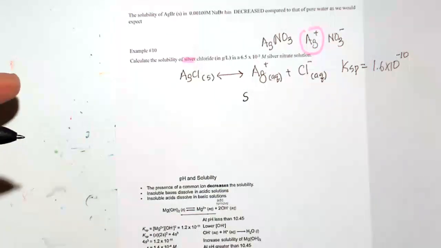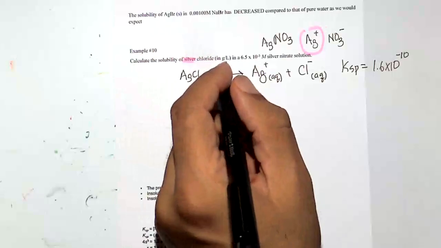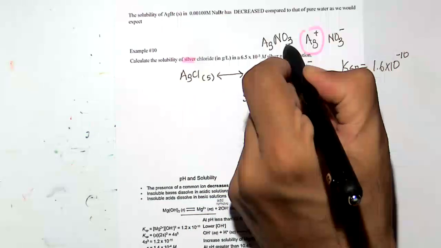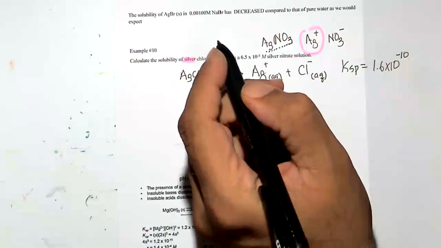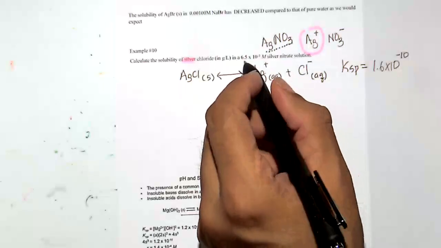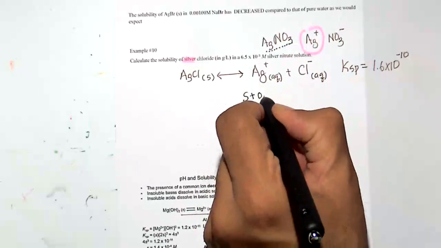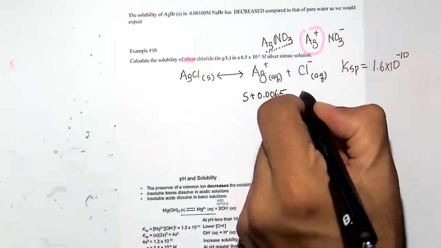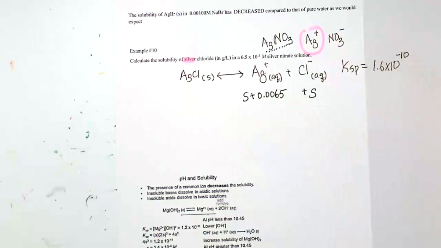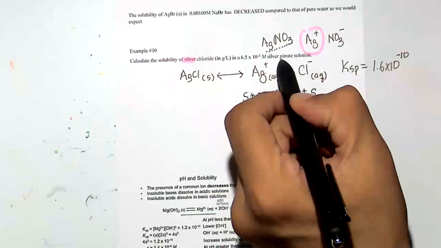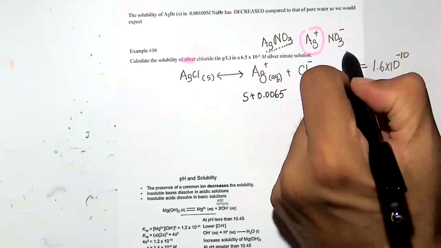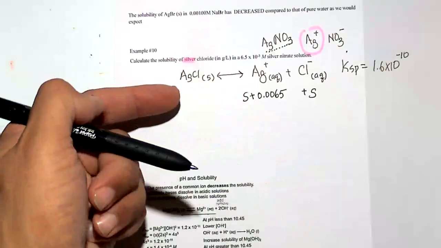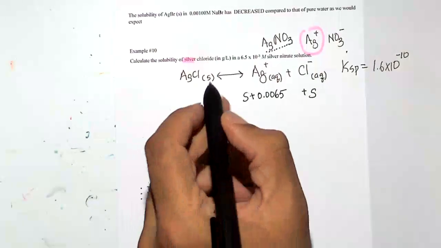One source of silver is S, from the reaction going this way. What will be the second source of silver? The common ion, which is silver nitrate. So what is its concentration? 6.5 times 10 to the minus 3, and this is just plus S. So there's two sources of silver: one from the silver nitrate, and the other from the back reaction, this reaction going back.